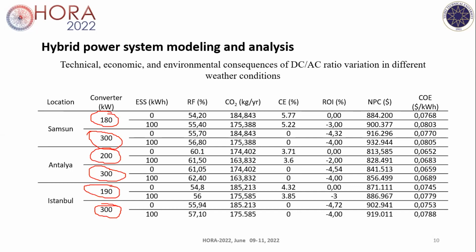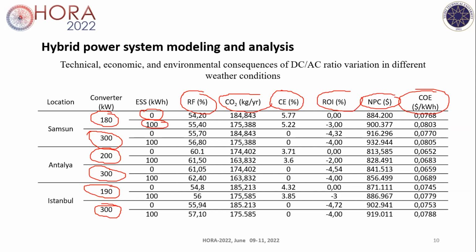In the proposed methodology, on the other hand, we calculate energy storage system for each scenario, and we get the results: RF, renewable fraction, and carbon dioxide emission, and clipping energy losses, and return of investment, net present cost, and the cost of energy. And you can see the energy storage system integration reduces carbon dioxide emission by 5%.